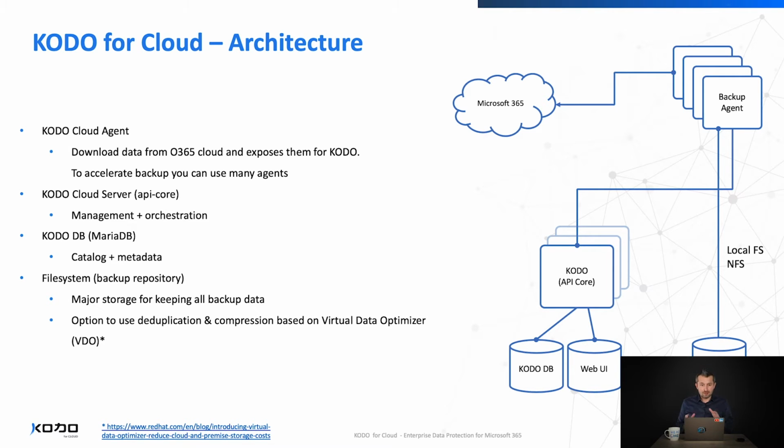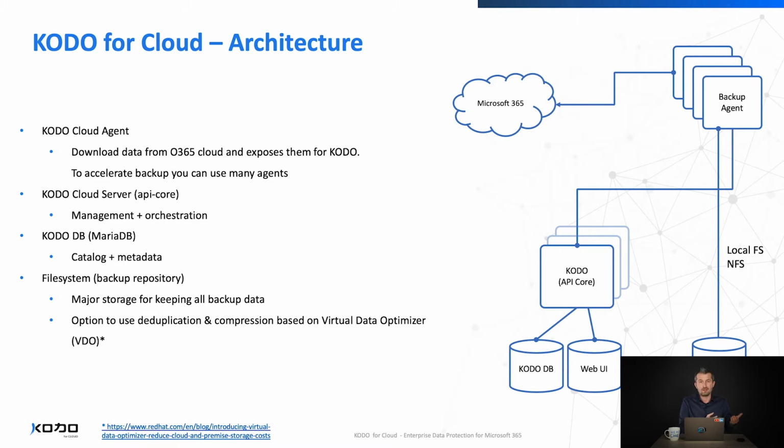So I mentioned the cloud agent, server, and the file system. You can see on the screen that we have Microsoft 365 Cloud. This agent is actually taking the data from the cloud itself. You will see here that we have this Microsoft 365, and as I said, the agent itself is communicating with Microsoft 365 via the Graph API, taking the data and putting it directly into the local FS or the NFS share on the disk. We have a KODO server, and the KODO server is dispersed into two different components.